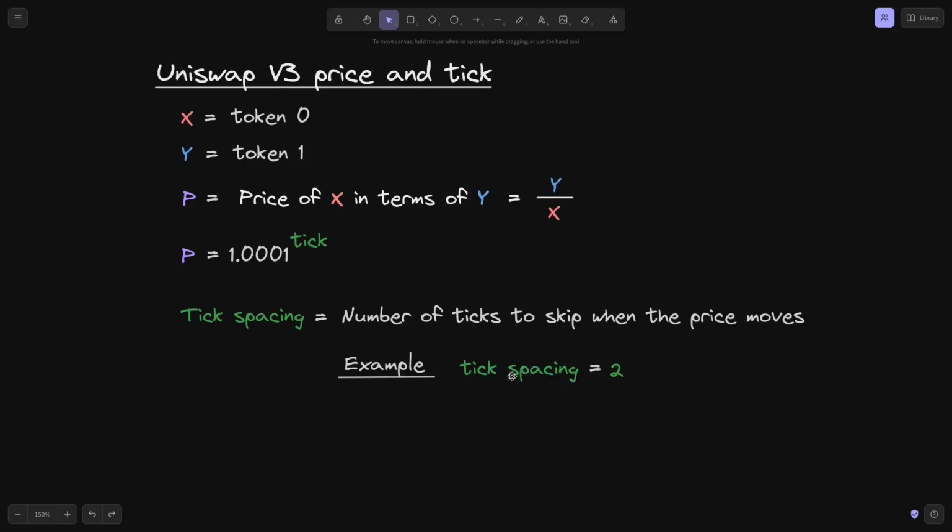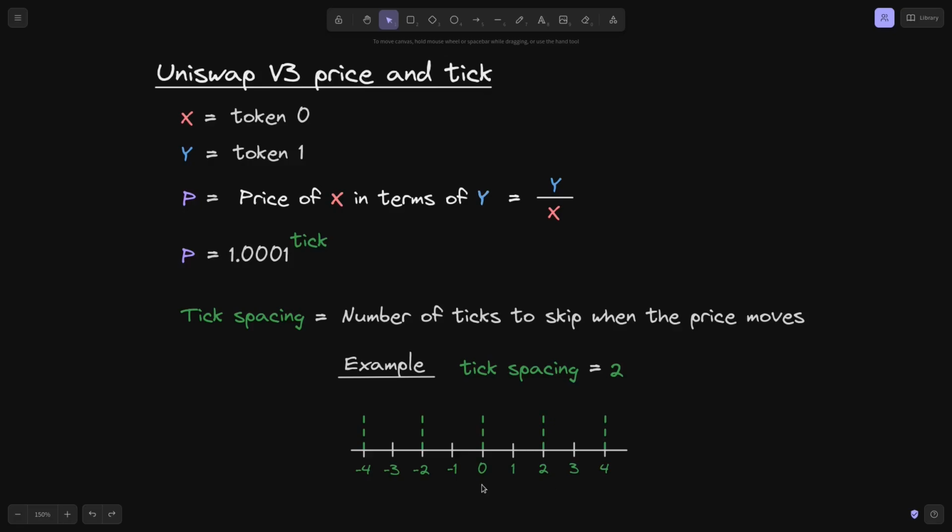For example, let's say that the tick spacing is equal to 2. Let's also say that the current tick is equal to 0, and then the price increases. Since the tick spacing is equal to 2, the next tick will be 2. Let's say that the price increases again. Again, the tick spacing is equal to 2, so the next tick can only be 4.